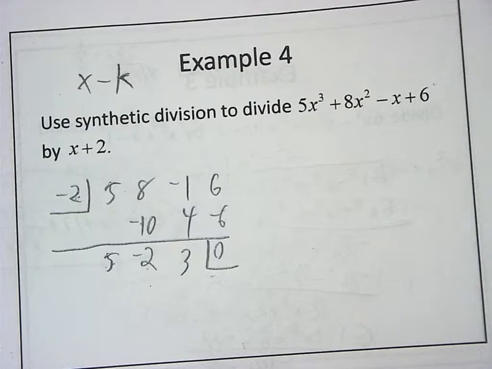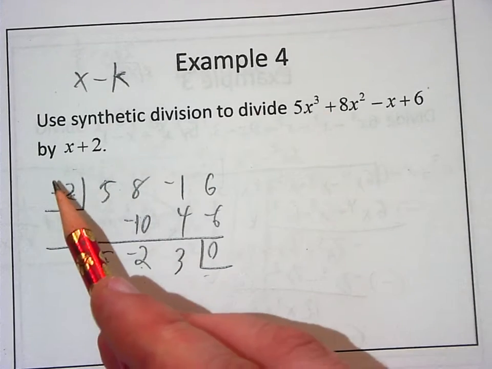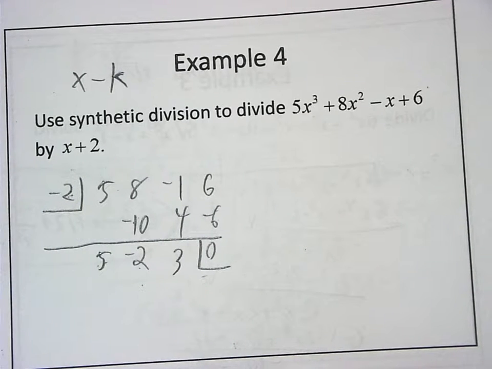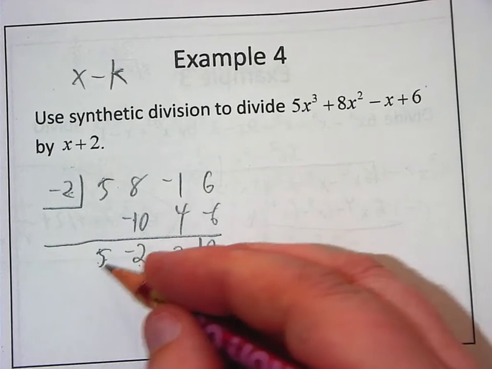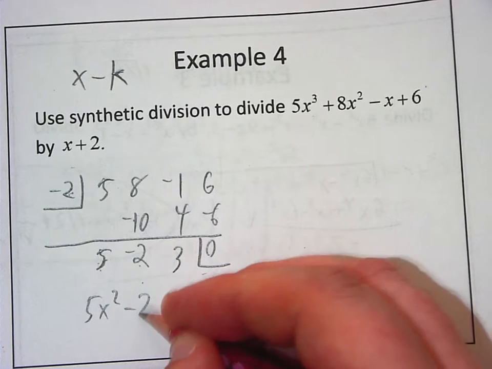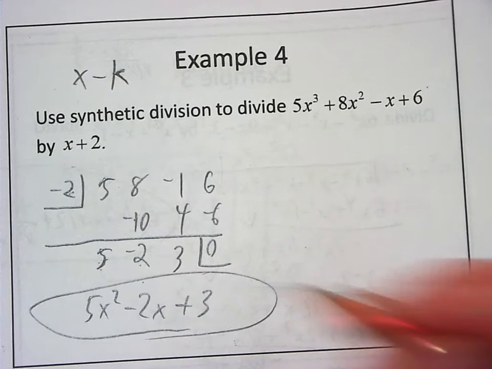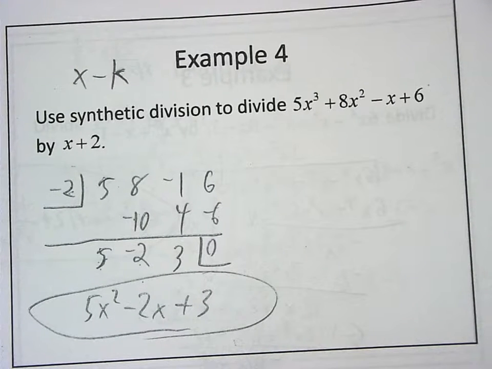Okay? Now, we divided a cubic by a linear. X cubed divided by x is going to leave me with what? X squared. So that tells you what this is going to be here. It's going to be 5x squared minus 2x plus 3. That's your solution.